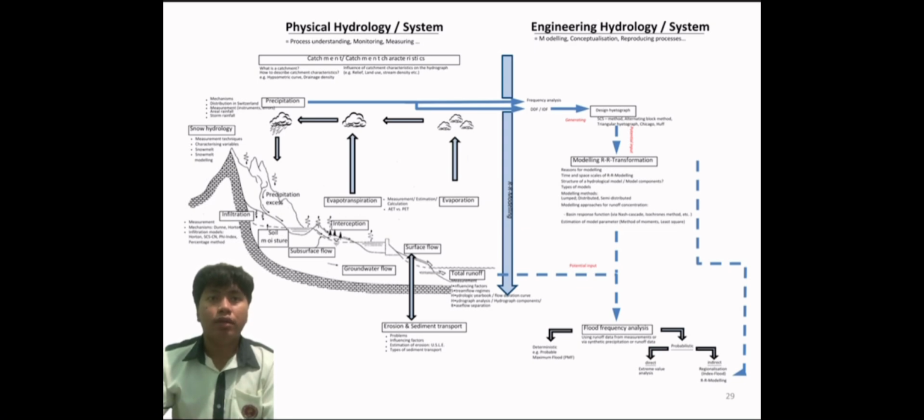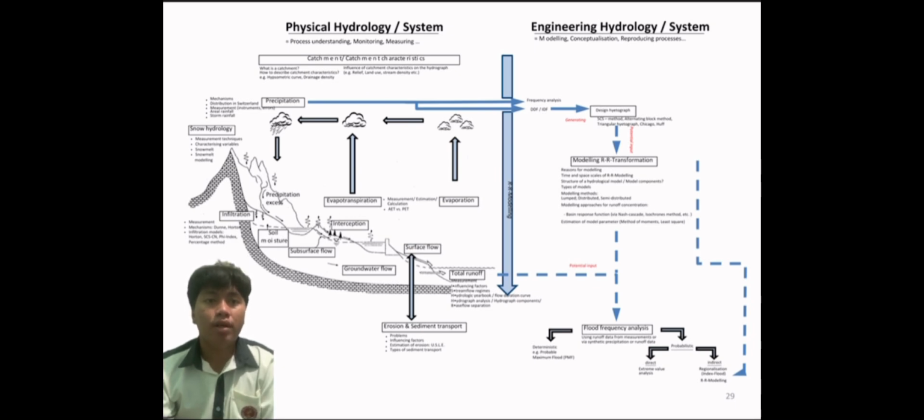Physical hydrology, process understanding and monitoring. The first part of our methodological approach lies in physical hydrology, which is fundamentally about understanding, measuring, and monitoring hydrological processes. We start by characterizing the catchment. What is a catchment? How do catchment characteristics like topography, land use, and drainage density influence the hydrograph?